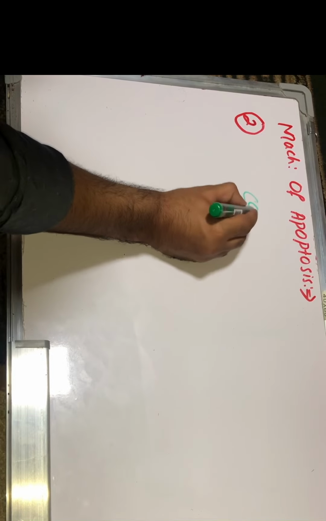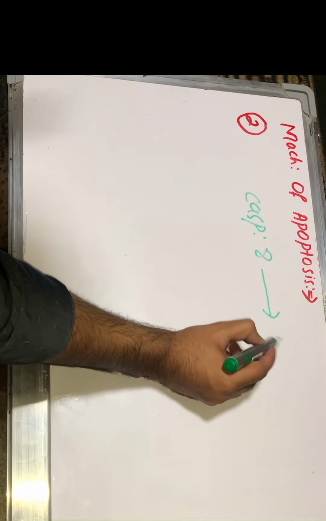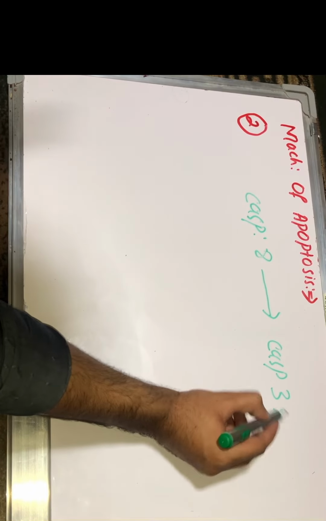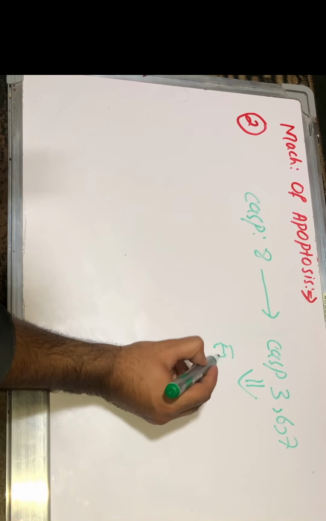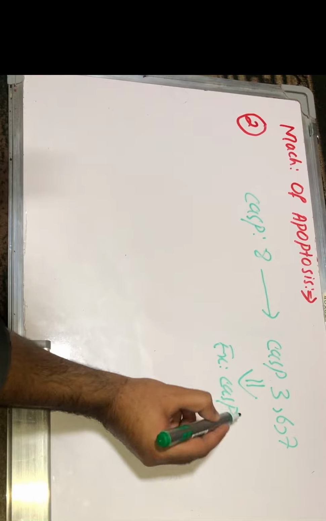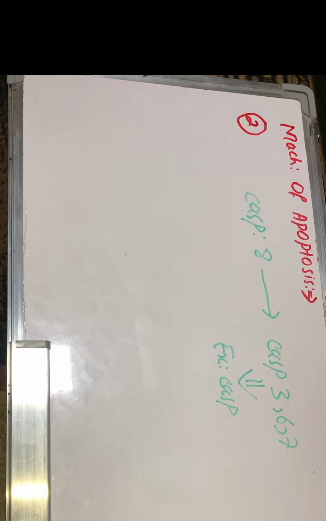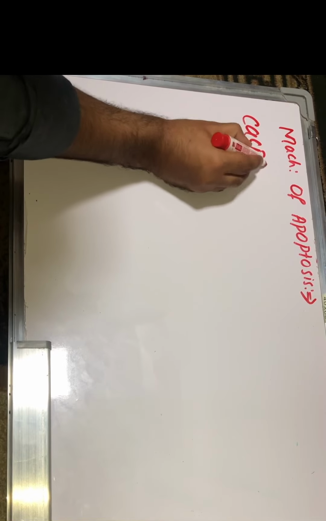When caspase 8 is activated, it activates caspases number 3, 6 and 7, and we know about these. These are the executioner caspases. So the executioner phase is also done. What is the function of caspases? What do caspases do with the cell?